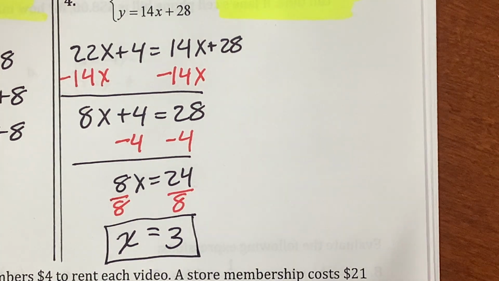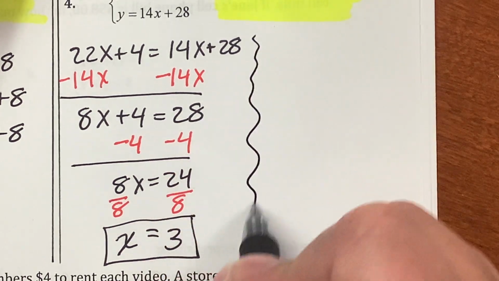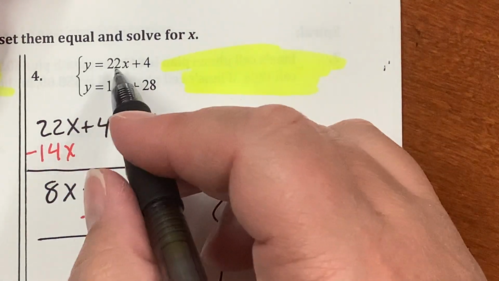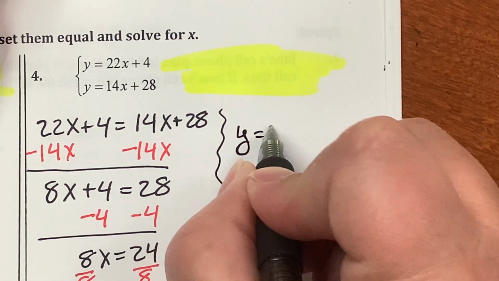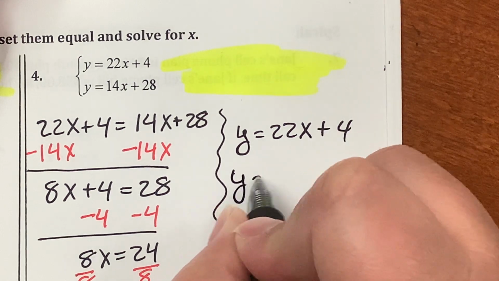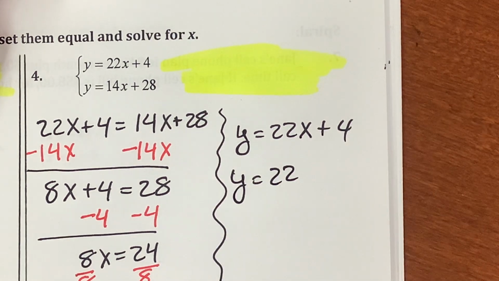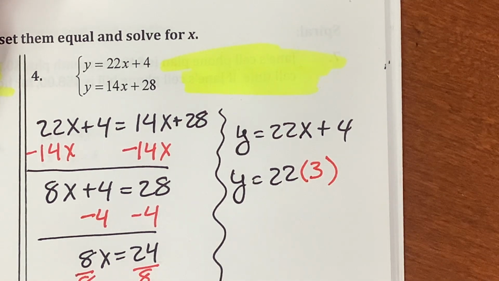Now, again, does it matter which one of these problems I pick to get my y? No. So I'll just do what I think is easier, 22. So y equals 22x plus 4. Y equals 22 times 3 plus 4.